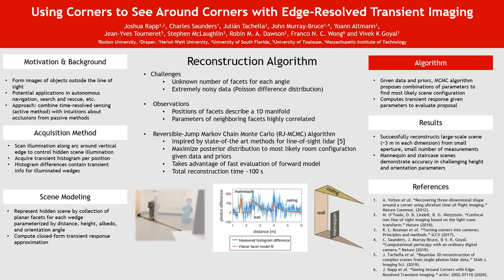There are several challenges we face when trying to recover a hidden scene. For instance, we do not know in advance the number of objects and hence the number of facets that should be at each angle. In addition, the differences between Poissonian histograms may have very large noise variance, even if the mean itself is small. To improve the recovery, we make note that the floor positions of objects describes a 1D manifold. Furthermore, the parameters of neighboring facets are highly correlated.